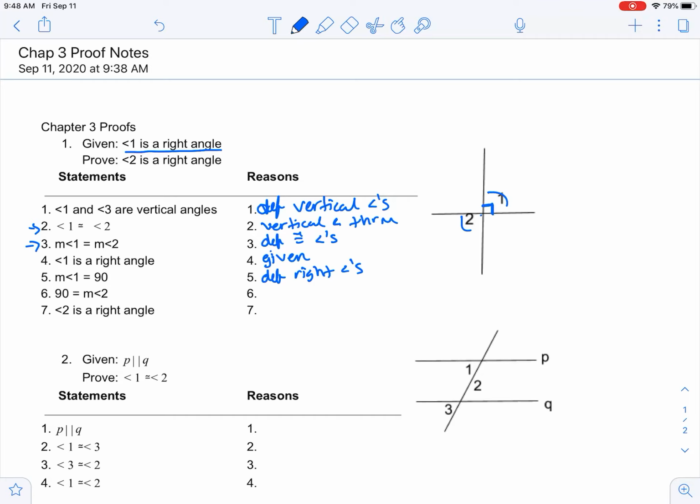Okay, so if angle 1 is 90, why can I jump to 90 equals measure of angle 2? Let's see. Angle 2 is on the right side of this equal sign. Where else is it on the right side of the equal sign? Right here. So what changed? How did I go from angle 1 to 90? Well, right above step 5, it says the measure of angle 1 is 90. So what did we do? We grabbed that 90 and we plugged it in, or we substituted it.